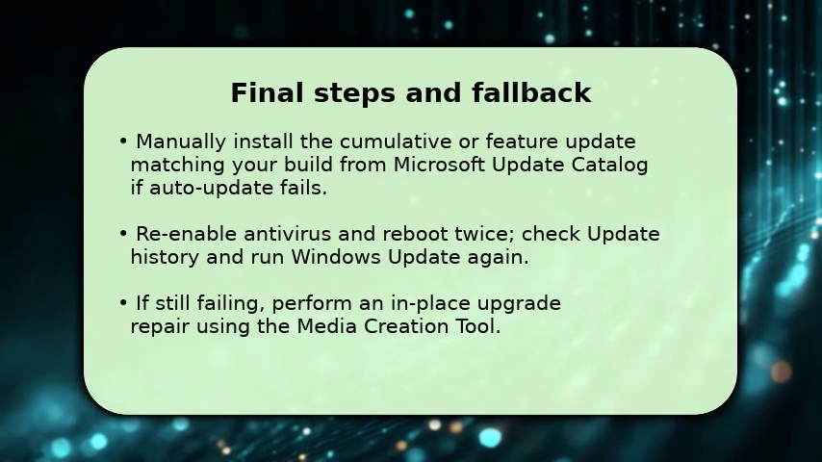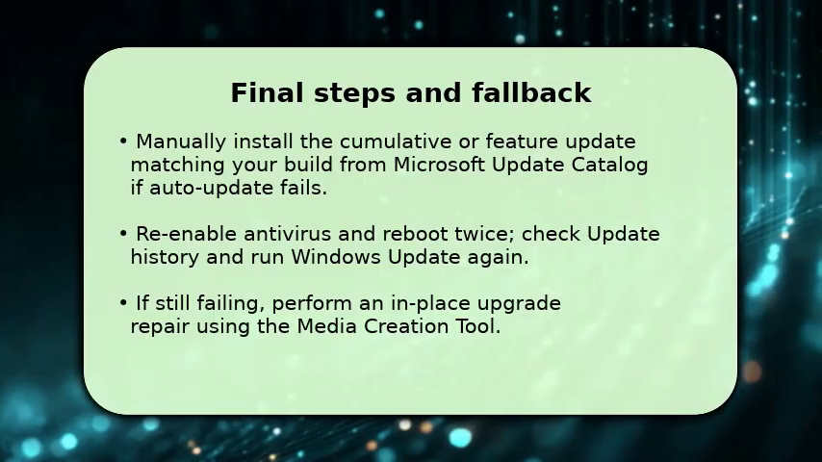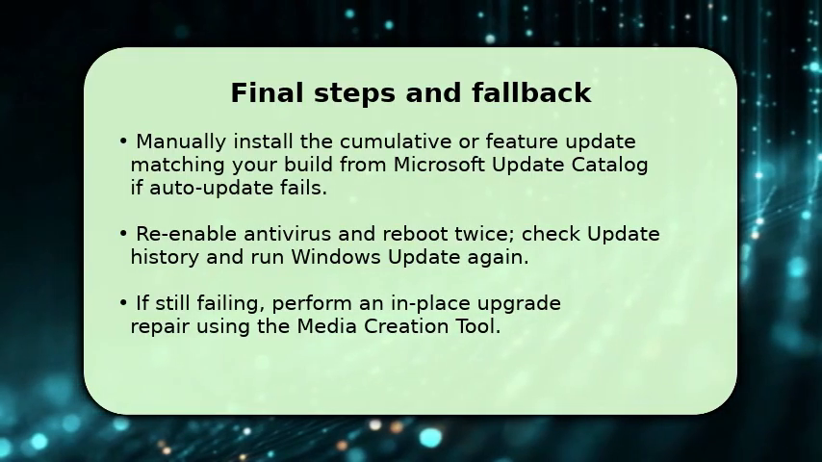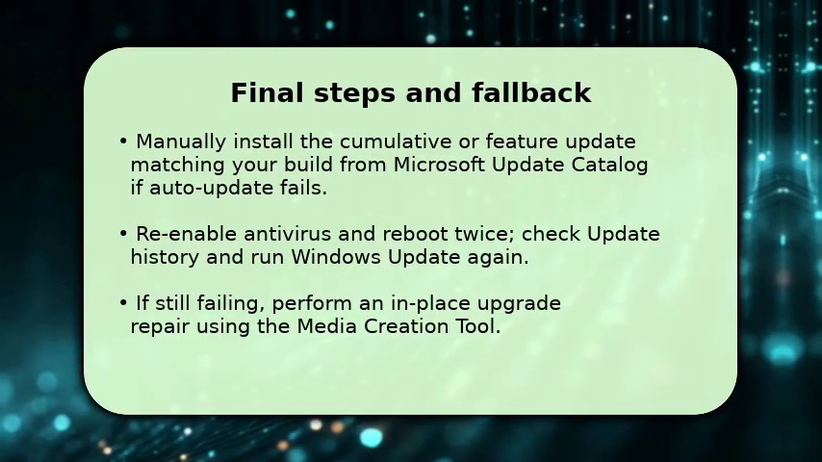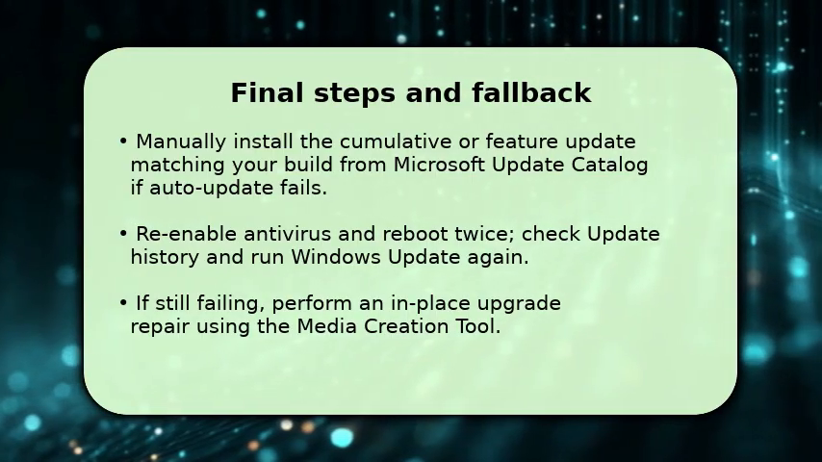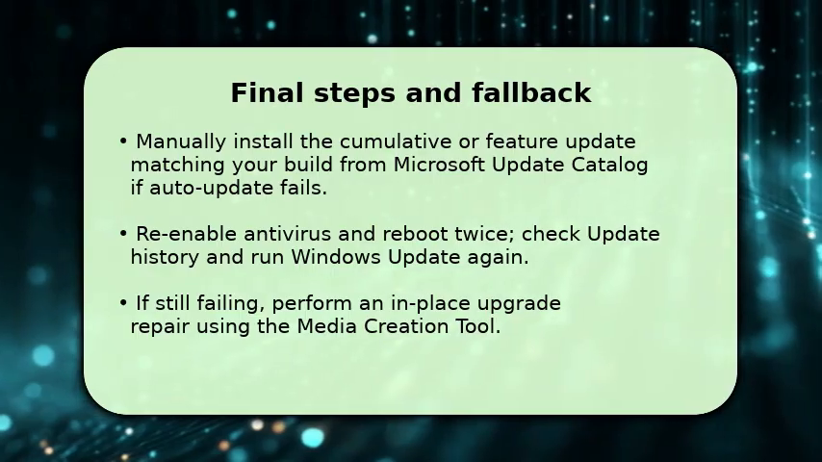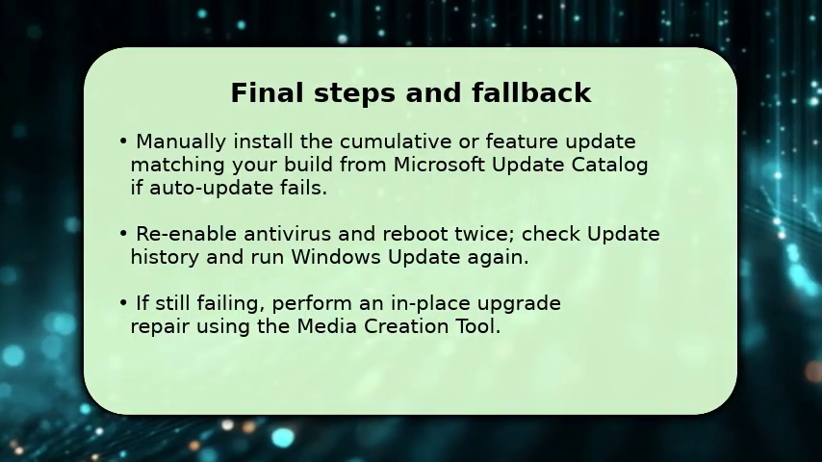Finally, try a manual install. Find the exact cumulative or feature update for your build and install it. This bypasses the Windows Update agent. After installation, re-enable your antivirus and reboot twice so services settle, then check update history to confirm success.